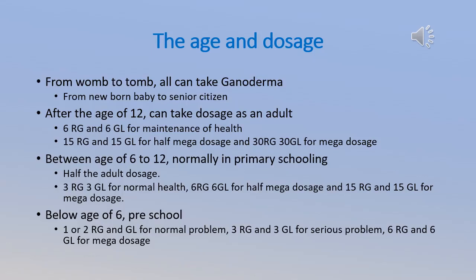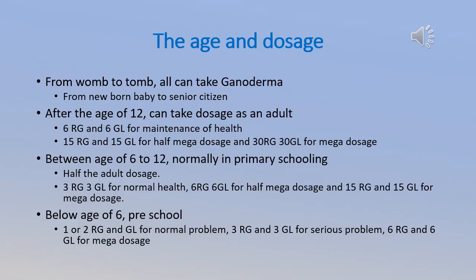For the adult, after the age of 12, can take the full dosage. For example, 6 Rg and 6 GL for maintenance of health, with spirulina a similar amount or double. Then 15 Rg and 15 GL for half mega dosage, and 30 Rg and 30 GL for mega dosage. Then those between the age of 6 and 12, normally those in primary school, are easier to remember: take half the adult dosage. 3 Rg and 3 GL for normal health, 6 Rg and 6 GL for half mega dosage, and 15 Rg and 15 GL for mega dosage.